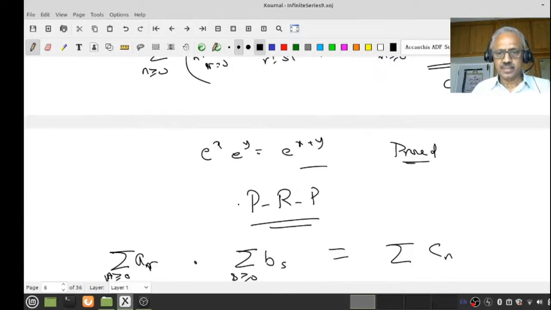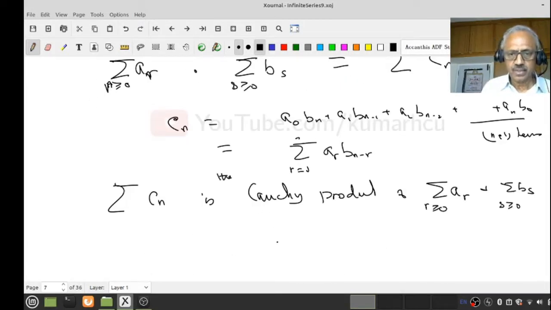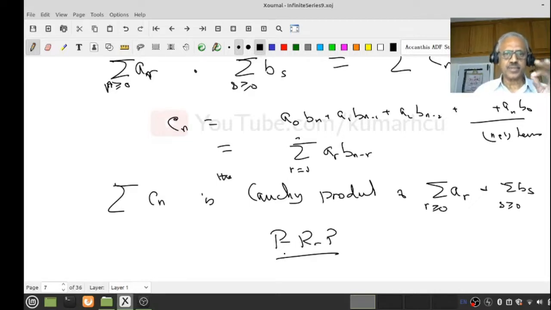You understand? Please pause, review, proceed again. Because many students have problems with this, because the teachers do not motivate, they simply write it. But now I motivated it in two ways. One is polynomials and the second one is the power series for the exponential function.